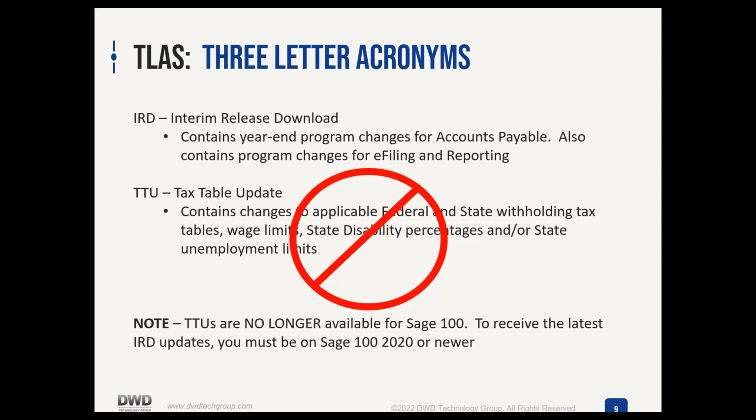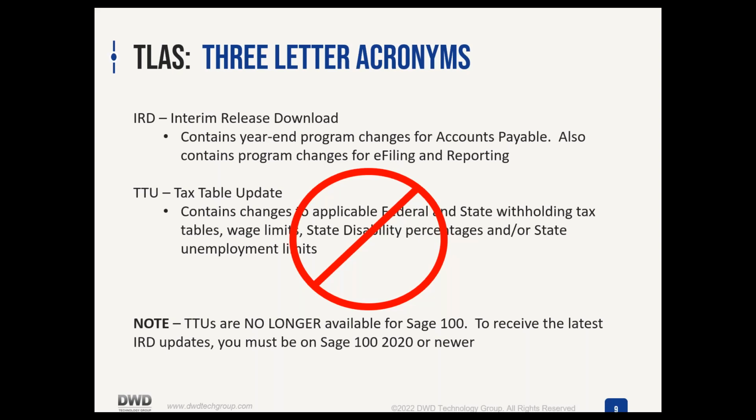One of the TLAs that's no longer around is the tax table update. Prior to the conversion of payroll to what we call the new business framework, we had to get those tax table updates applied. Those would have your tax rates and things like that installed and updated. Because of the change to the new business framework, we no longer have to install a tax table update. Your payroll updates will take care of those tax table changes.